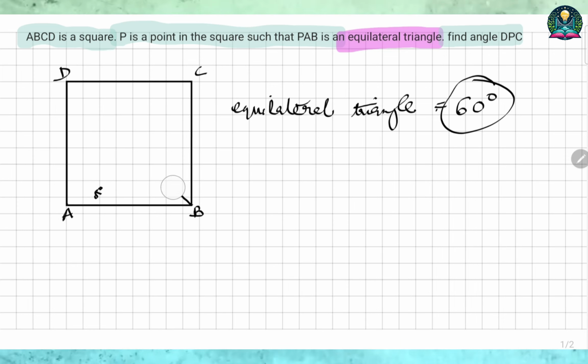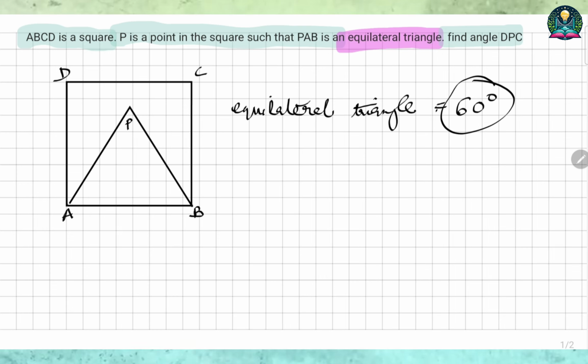So for PAB to be an equilateral triangle, point P would be a bit higher up in the square, so it would look something like this. Now let's go ahead and name it point P. Now let's complete the final portion. Let's draw triangle DPC. We have the figure now. The next step is to mark all the angles we know.